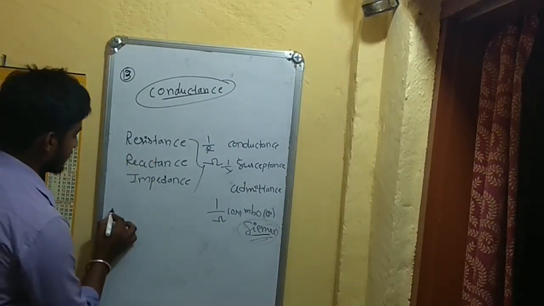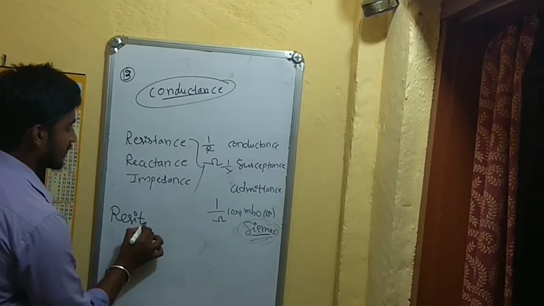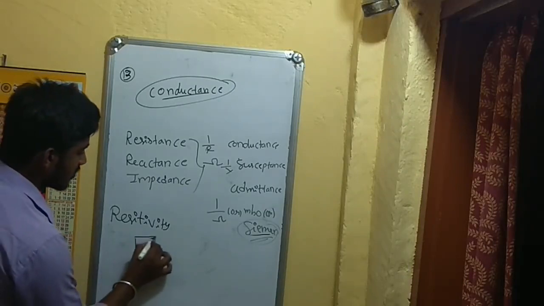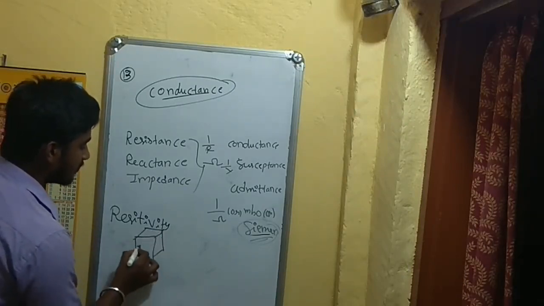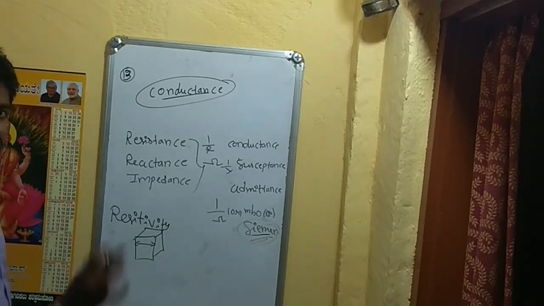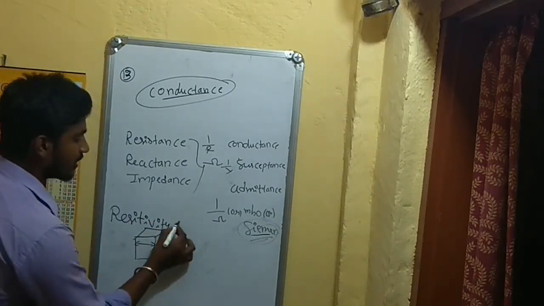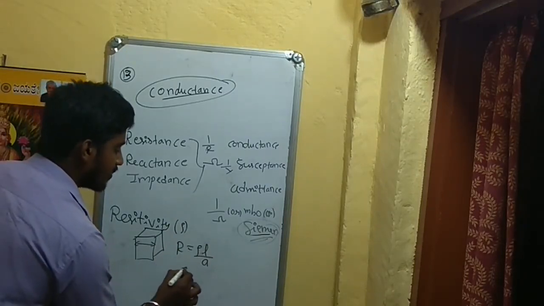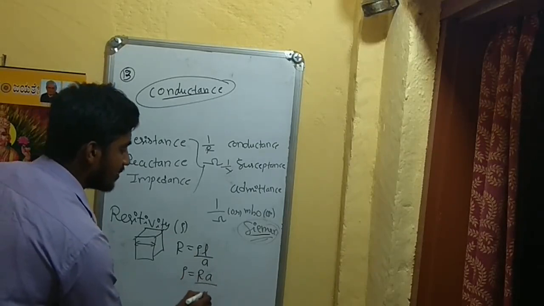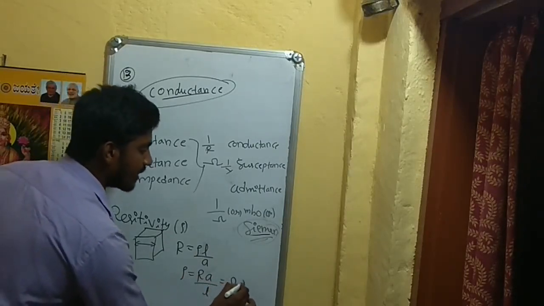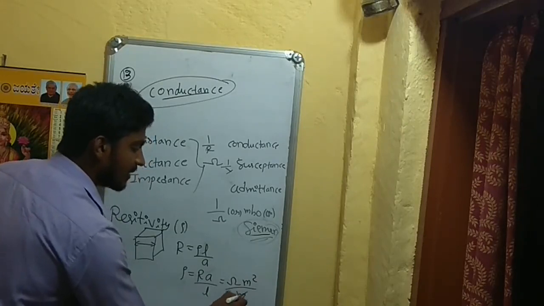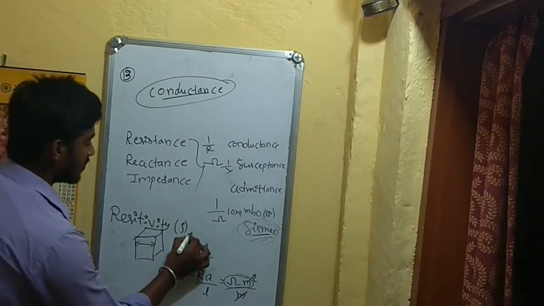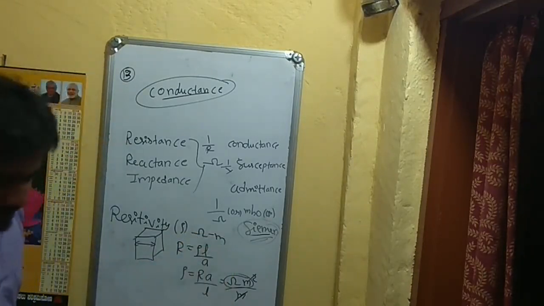Then for resistance, there will be resistivity. Resistivity means what? For a unit cube, the resistance between edge to edge we call as resistivity. R is equal to rho L by A. Rho is equal to R into A by L. Unit of resistance will be ohm. Area will be meter square. Length will be meter. This and this will get cancelled. Answer will be ohm meter. So remember, unit of resistivity will be ohm meter.